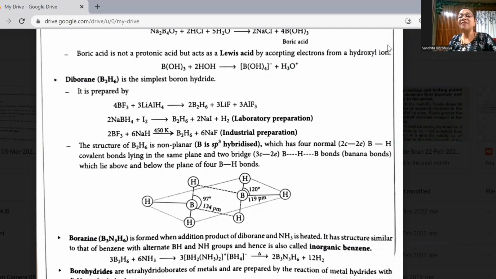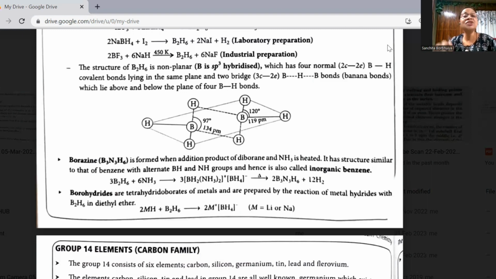Next, you also require diborane in a number of reduction reactions. So how is it prepared in the industry? BF3 is reacted with NaH, sodium hydride, at 450 Kelvin roughly. It gives you diborane along with sodium fluoride. I'm going on to the structure.